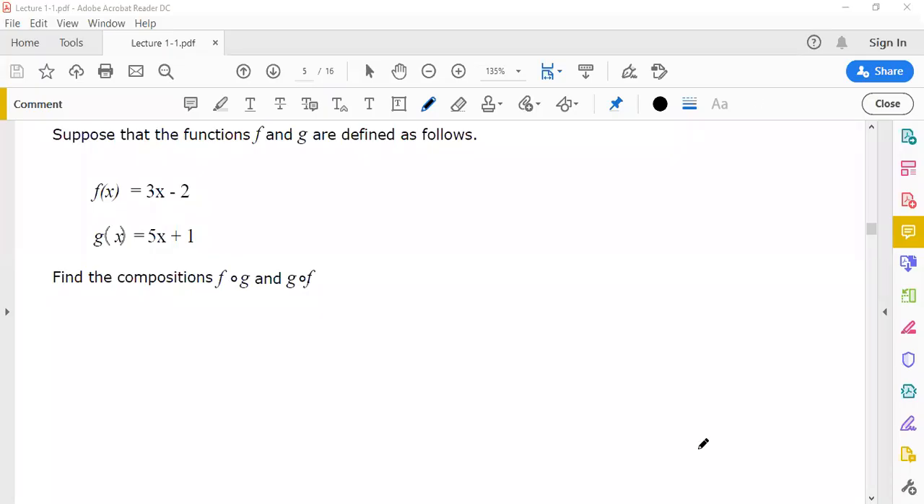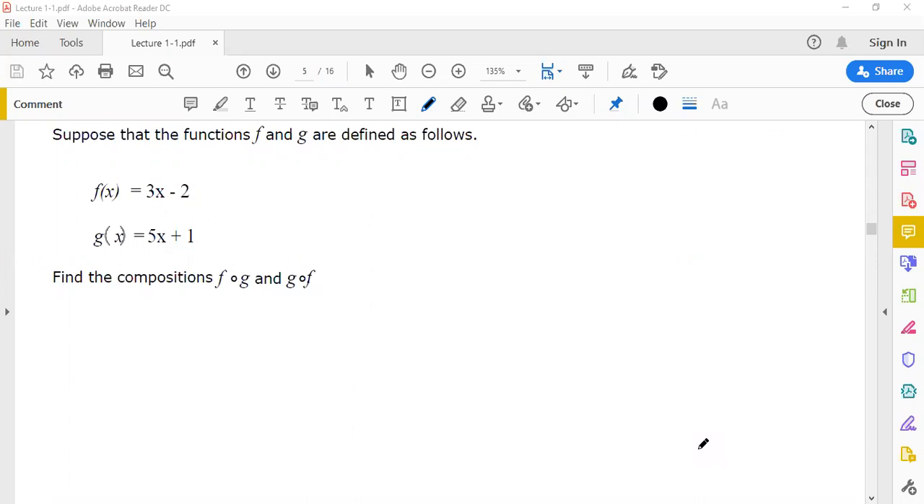The next concept we'll look at is finding the compositions of two functions. So we're given two functions, f of x equals 3x minus 2 and g of x equals 5x plus 1. It says find the compositions f of g and g of f.